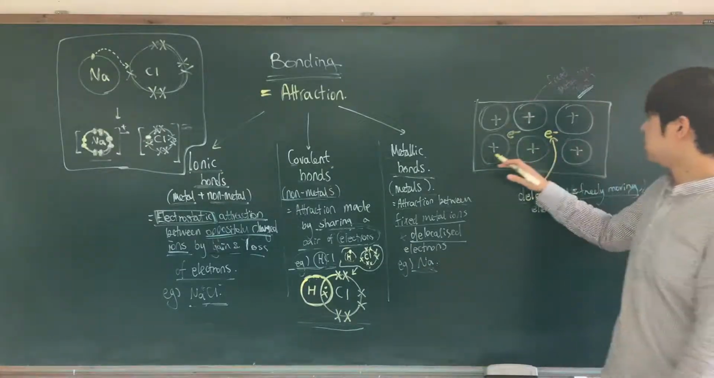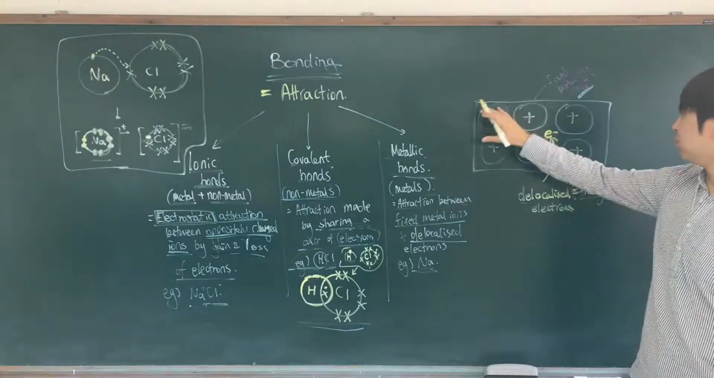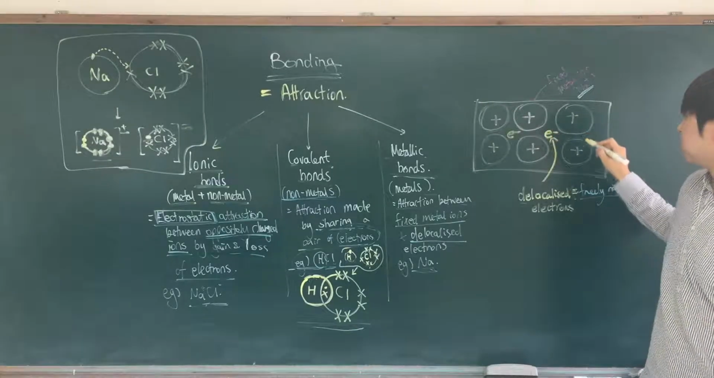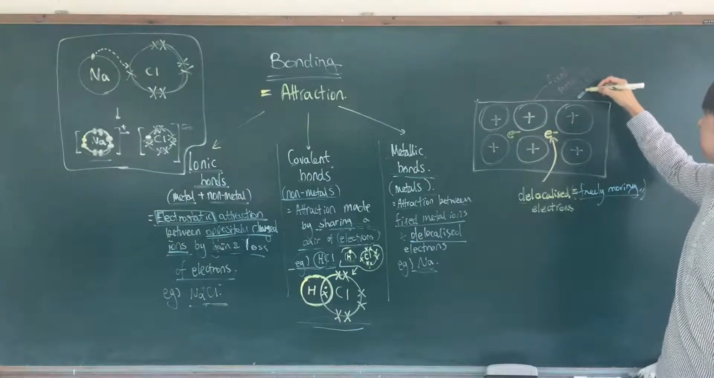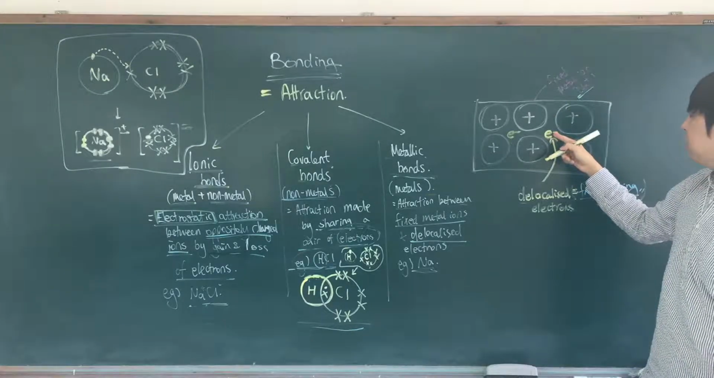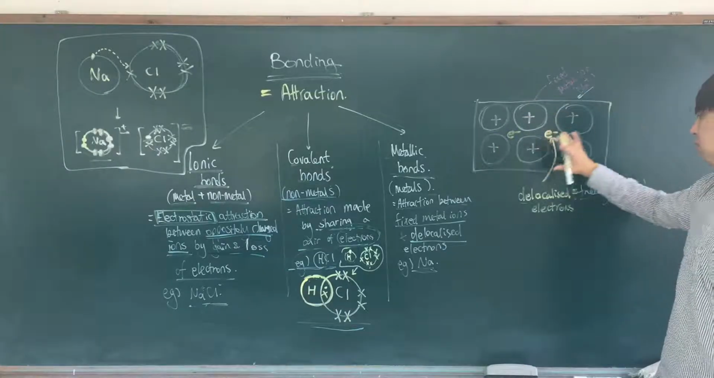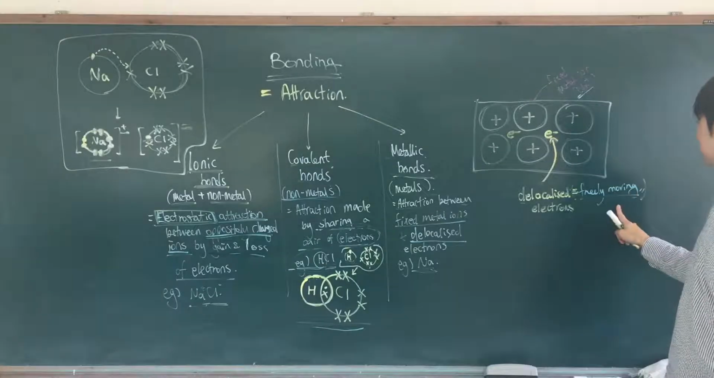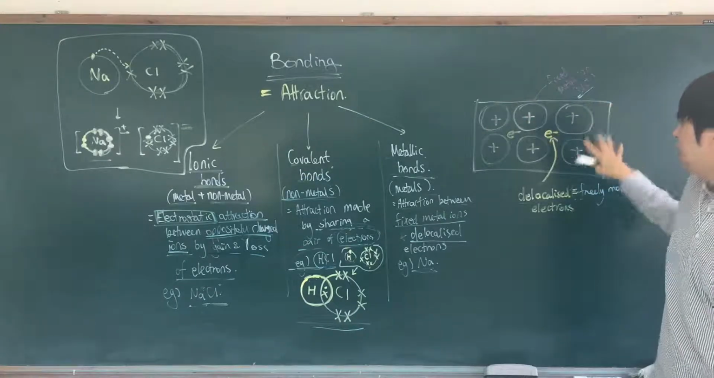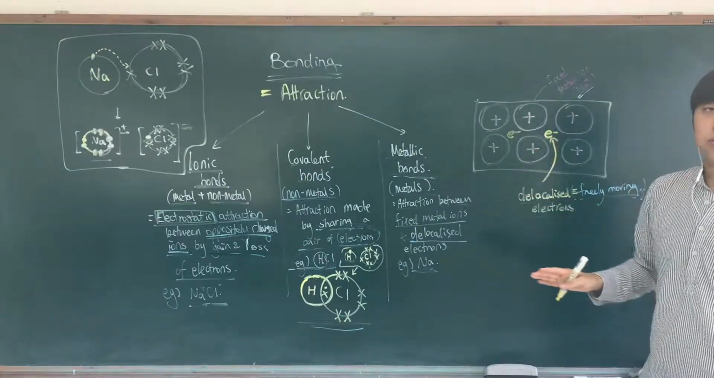So let's look at the diagram of Na. It has the structure of it. It has plus, plus, plus, plus, plus, plus, meaning that it has fixed metal ions. So that's Na plus. And you've got e minus everywhere moving around. So I labeled it as delocalized electrons, and that's freely moving. And you can draw more than 2 electrons if you want in the diagram.